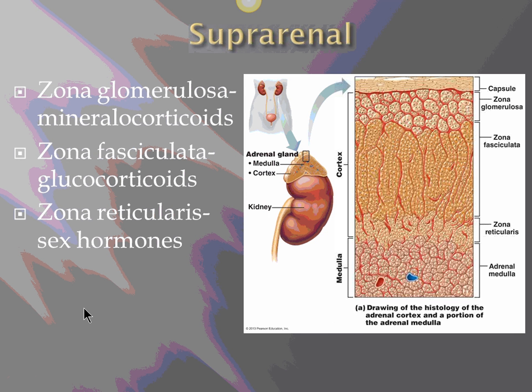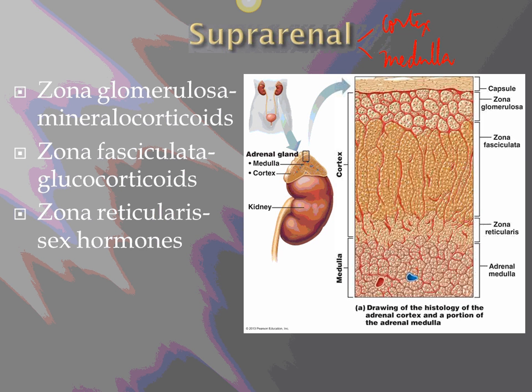So we'll continue with the endocrine system. Now we are going to do the suprarenal gland, the pancreas, and the pineal gland. So let's look at the suprarenal gland. Now this has two distinct areas. The outer shell is known as the cortex, and you have an inner medulla.